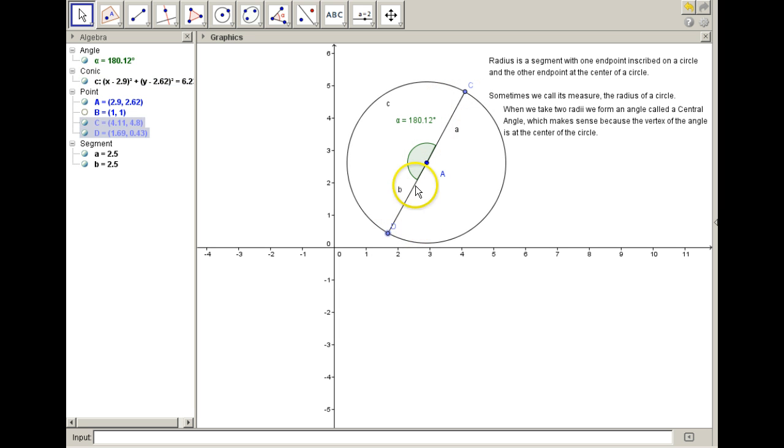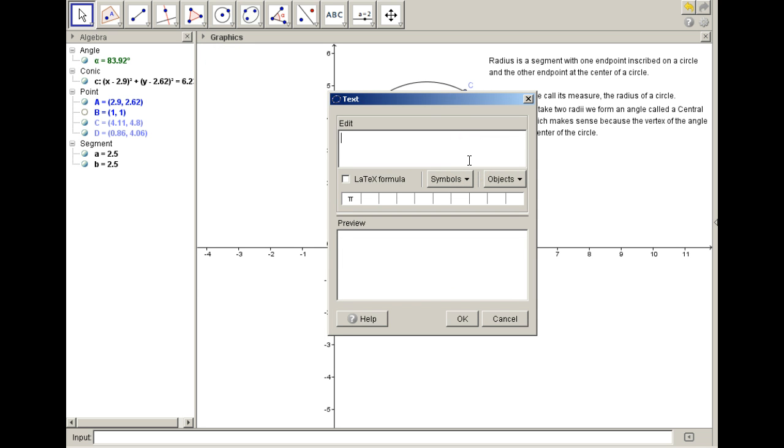So what is it called when we have a 180 degree central angle? Well, we're going to use another term for that. So we're putting in a lot of terms here, but we're going to talk first about what a chord is. A chord is a segment with endpoints on the circle.